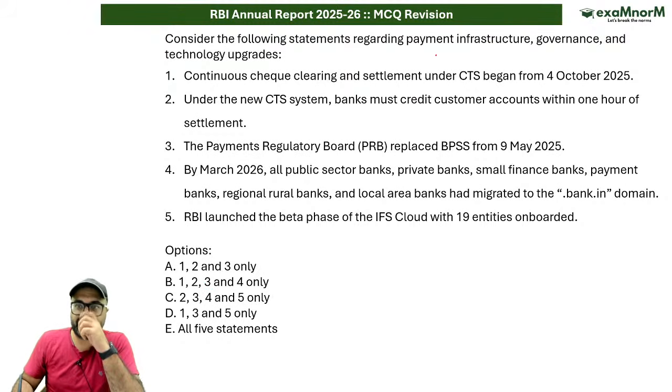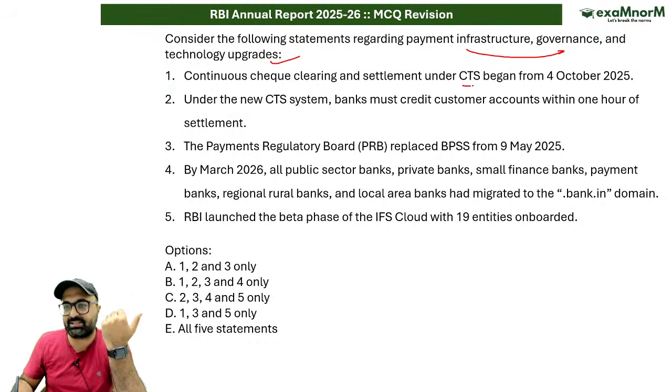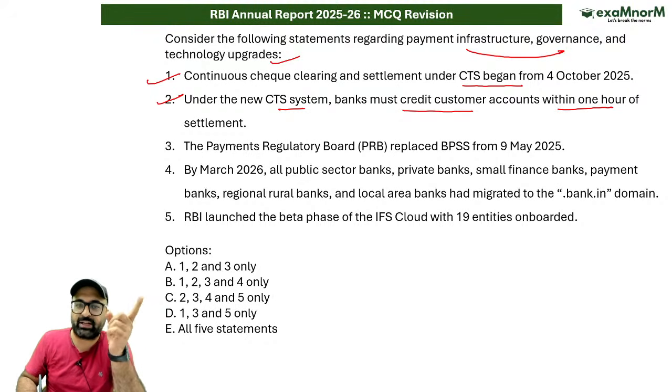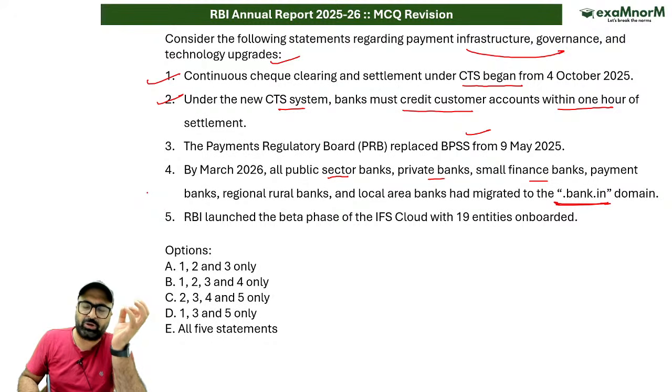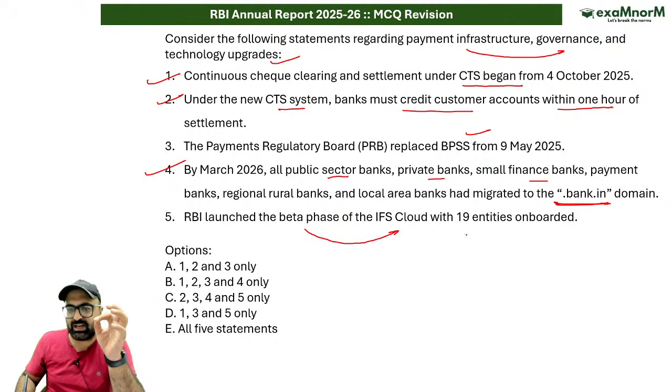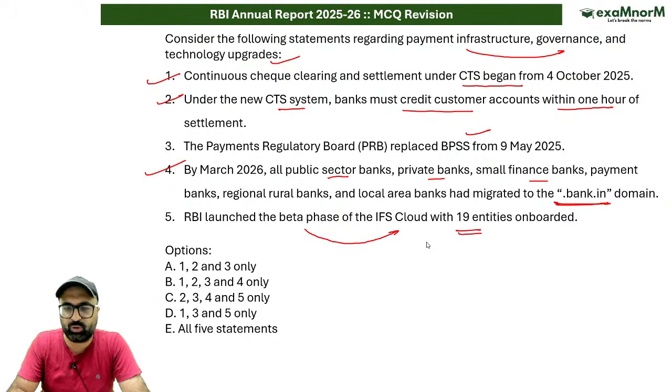Consider the following statement regarding the payment infrastructure, governance, and technology upgrades. Continuous check clearing and settlement under the CTS began from 4th of October, correct? Under the new CTS system, the bank must credit the customer's account within 1 hour of the settlement, absolutely correct. The Payment Regulatory Board has replaced BPSS, correct? By March 2026, all public sector banks, private banks, small finance banks, payment banks had migrated to .bank.in. This is correct. RBI launched the beta phase of IFS Cloud with 19 entities onboarded.